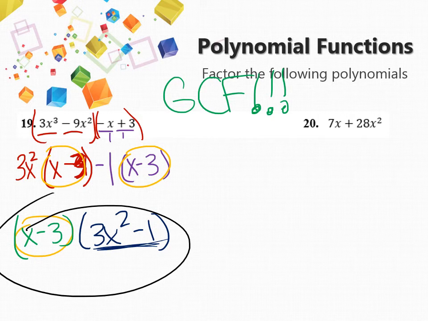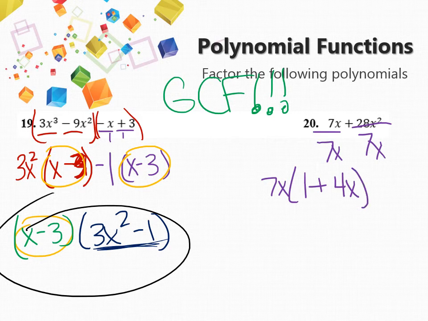The first thing I noticed, GCF, yes. Let's take out a 7x. Now, do not get rid of that 7x. It exists. It matters. It's still out front. 7x divided by 7x is 1, plus 28x squared divided by 7x is a 4x. Sometimes factoring only means GCF. That's okay.